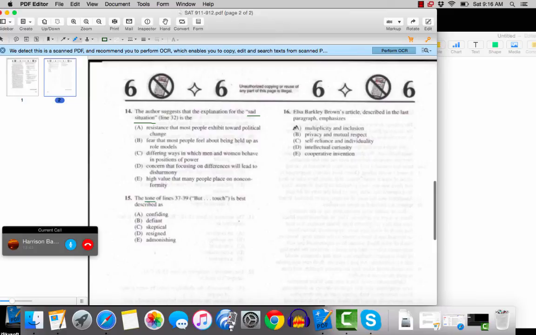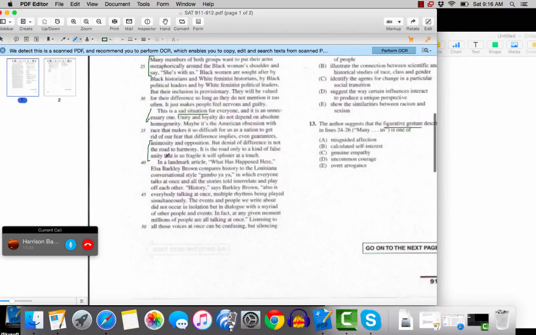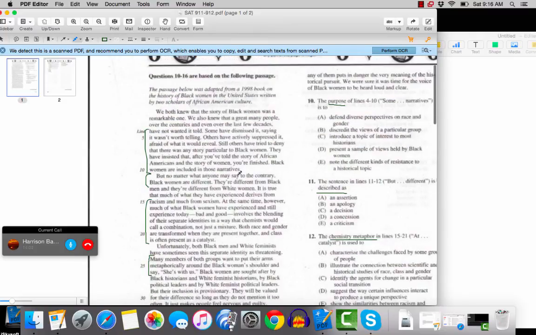And then 16, Elsa Barkley Brown's article described in the last paragraph emphasizes... So we have to find a description that emphasizes a certain something. Yeah, exactly. And it's in the last paragraph. So even though it sounds kind of ridiculous to mark a whole last paragraph, we're going to just make a little mark there and then mark to there. Okay. So essentially what we've done here is step one.